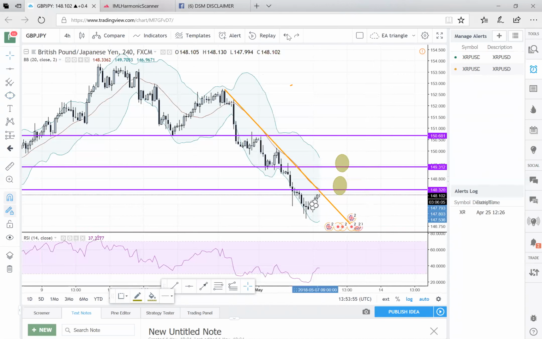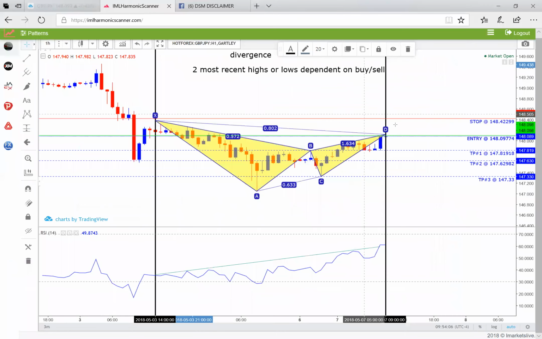Perfect. All right. So now we've done our analysis. We have our two most recent highs, right? If you look on the scanner, let's go back to the scanner real quick. They got kind of the same area, but they're calling our stop loss to be moved here. Boom. Okay.